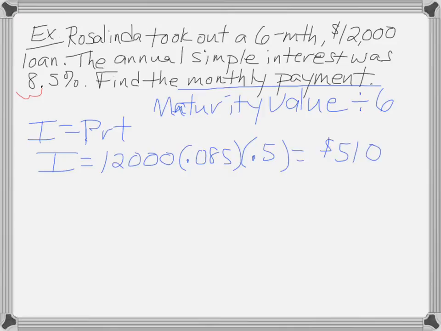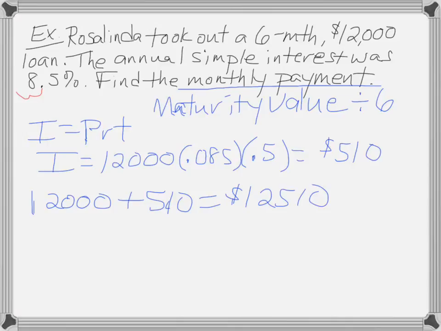Now we've got to find the maturity value. So we take the original loan amount, $12,000, plus the interest, $510. So what she will owe is $12,510. And then that's going to be split up over 6 months. So if we then divide by 6, each monthly payment comes out to be $2,085.